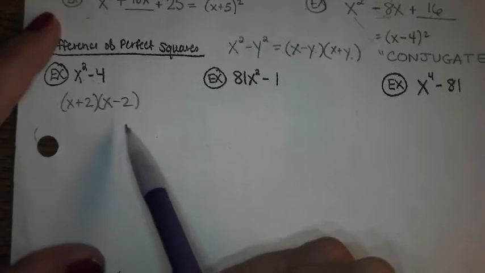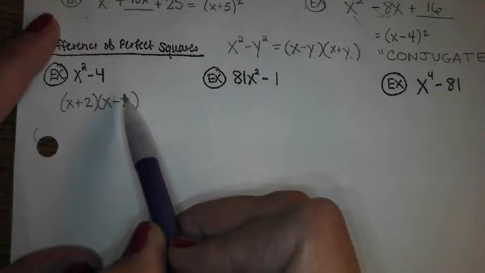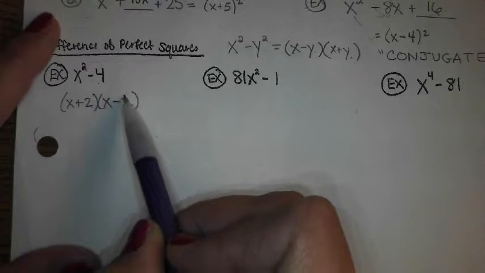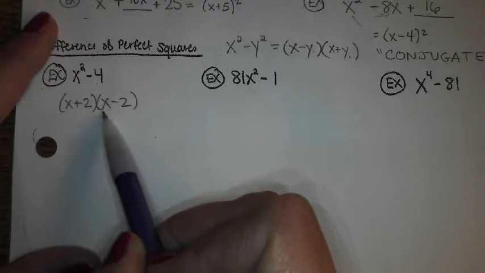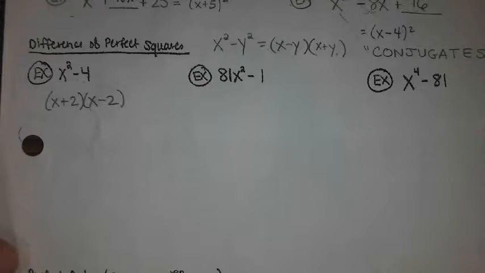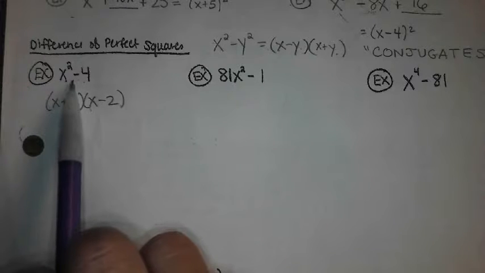The beauty of conjugates, and the reason it's going to be so beneficial to us later in the year, is because your outer term, negative 2x, and your inner term, positive 2x, will always cancel. If you were ever foiling that out. Okay? And that's the beauty of conjugates. That's why we have no middle term. That's why this is not a trinomial and it's only a binomial. Does this make sense? Okay?